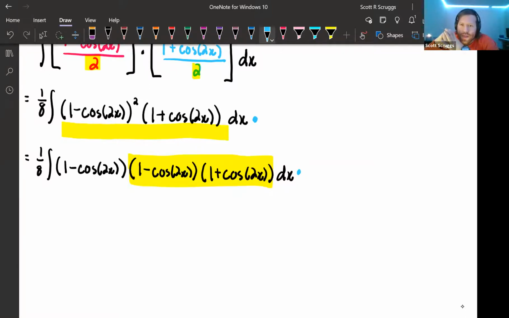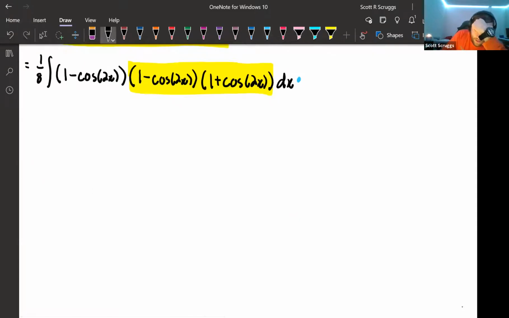All right. Give me a status report, y'all. How's this problem going? I foiled everything out and got 1 minus cos to the fourth of 2x plus cos cubed of 2x. I got stuck. Okay. We can work that out. So it's 9:31. Let's work this out.